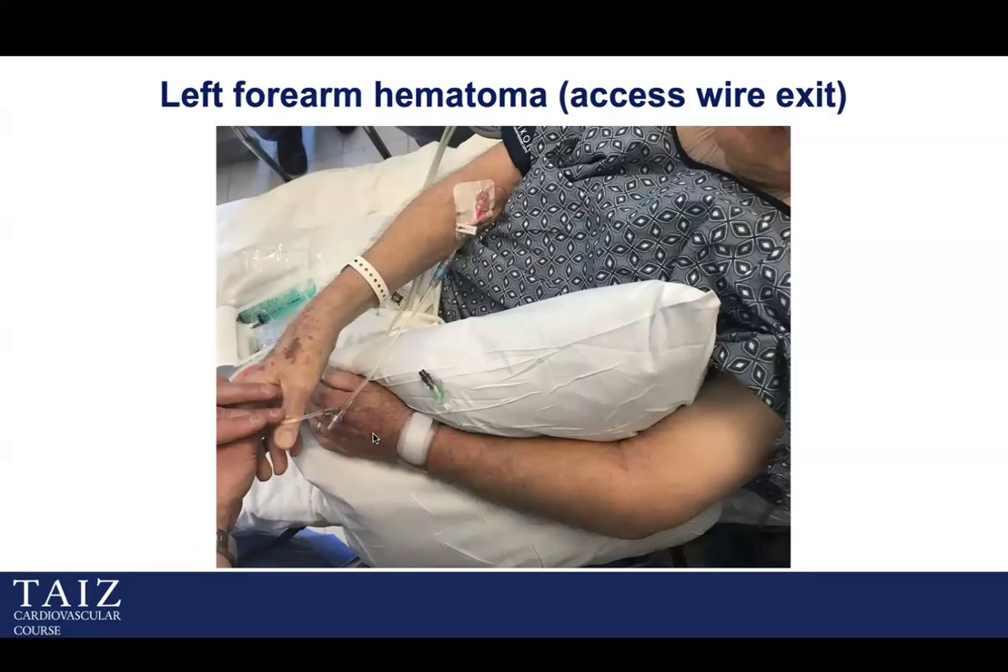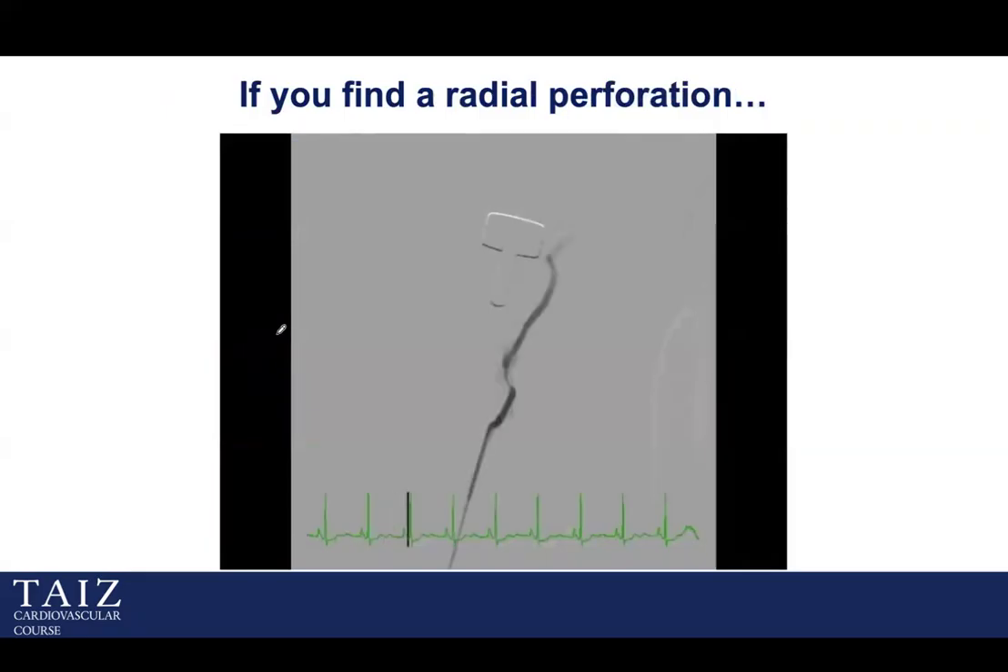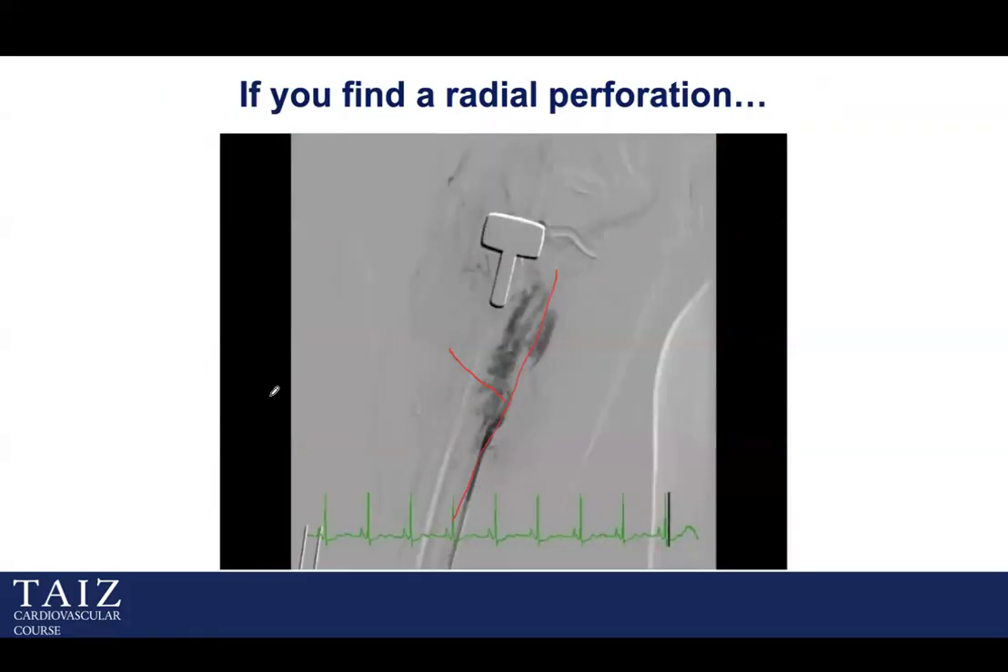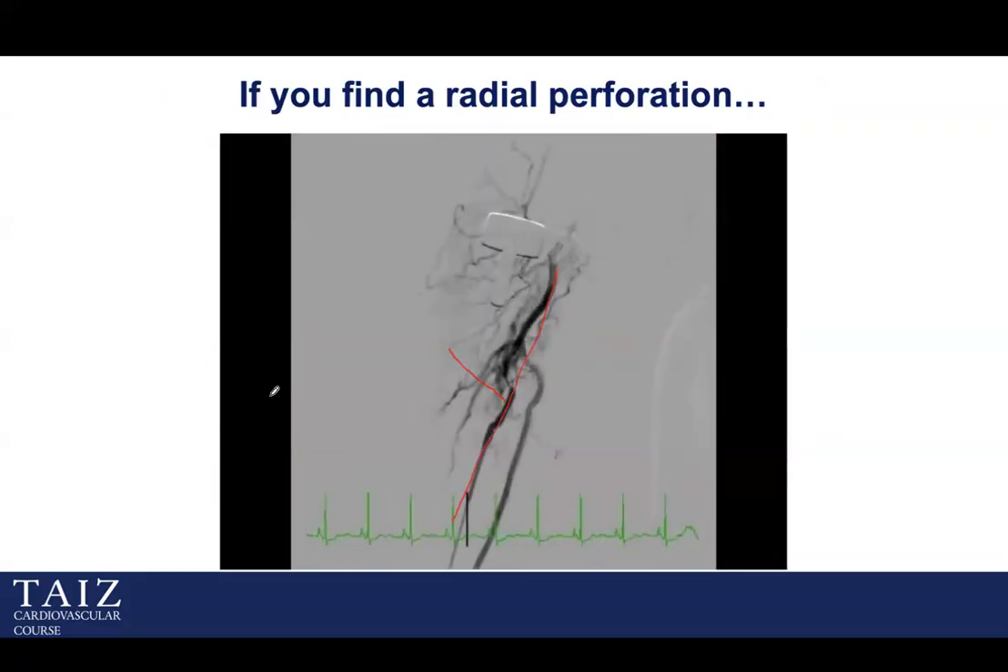Sometimes when you are advancing the wire, it can cause small perforations. This patient has a hematoma here. When you see this, you would wonder, you accessed the radial, why would you have a hematoma in the forearm? This is called an access wire exit. What happened here is basically the wire exited somewhere here. You were advancing the radial wire, and in this bend the wire exited and caused perforation. It's usually not a big problem if you still have the wire through. If you have a wire through, just complete your procedure, whether you're doing a diagnostic or a PCI or whatever.